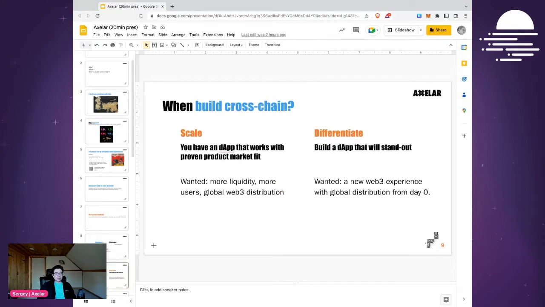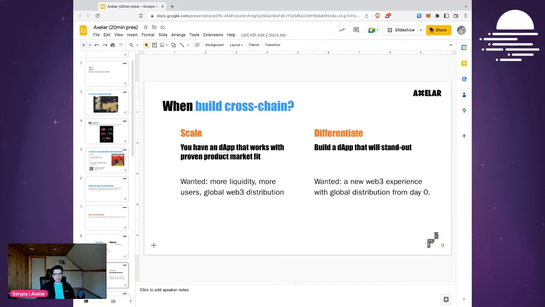Now, the next question, now that you're hopefully convinced that it is important to build better experiences and chain agnostic experiences, is you may want to ask, when should I build cross-chain? Or when should I build my application across multiple environments? There are many steps along the development pipeline where it makes sense, and I'll just highlight two of them. So two simplest cases you can think of.